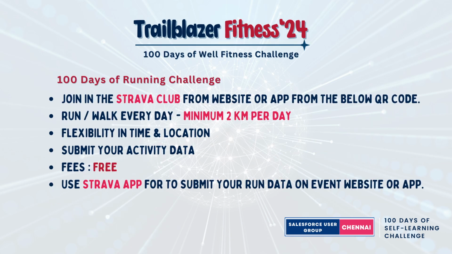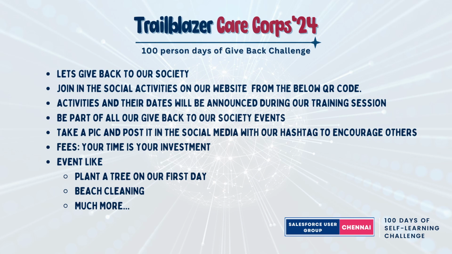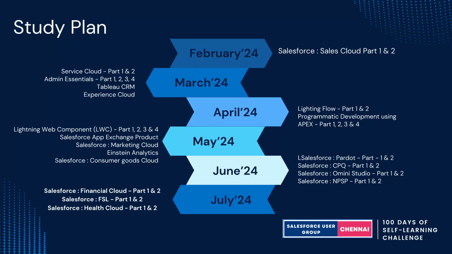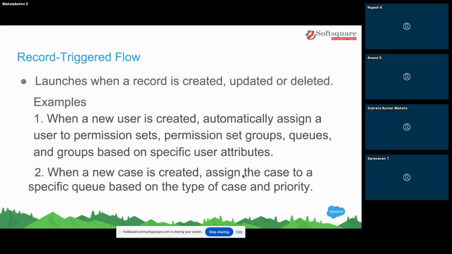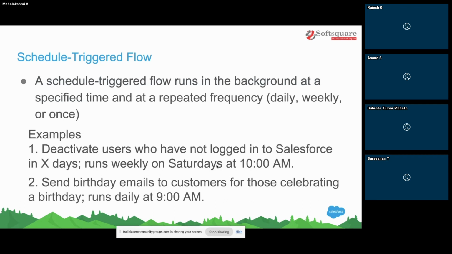So back to the session. Before the break, we covered autolaunched flow with no trigger and record trigger flows. Now we can see the schedule trigger flow. A schedule flow runs in the background at a specified time and at a repeated frequency like daily, weekly, or once.